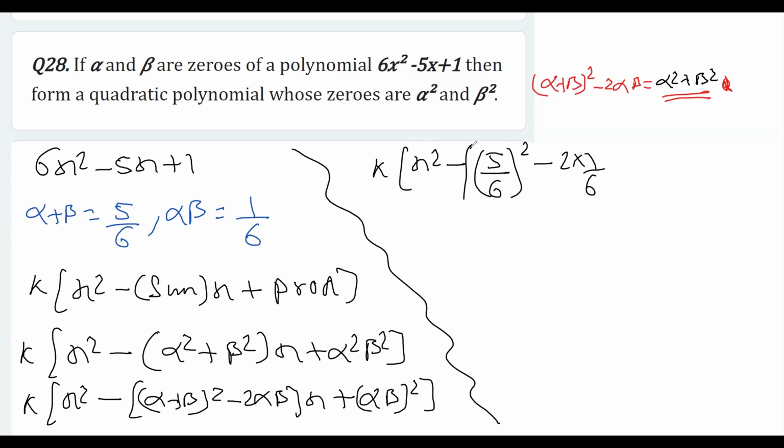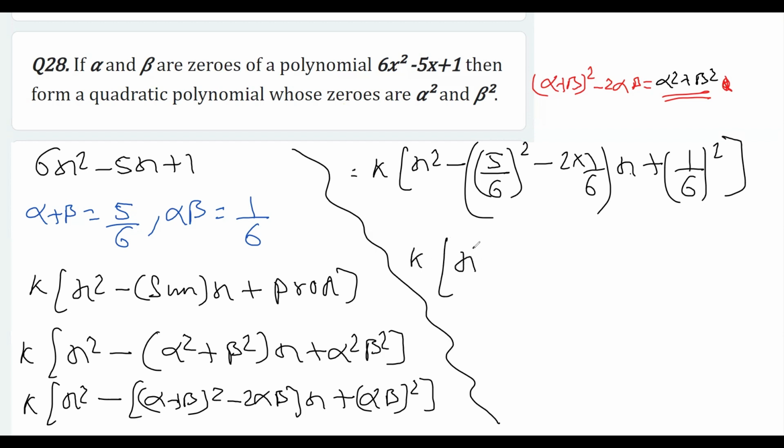Should be enclosed in another bracket, right? Now, so many brackets are there. This is x plus the product of the zeros, that is the square of the product of the zeros, alpha beta. Now this is k here. I'm going to simplify it. So what is this? This is 25 over 36, minus, that's 2 over 6, times x plus 1 over 36.